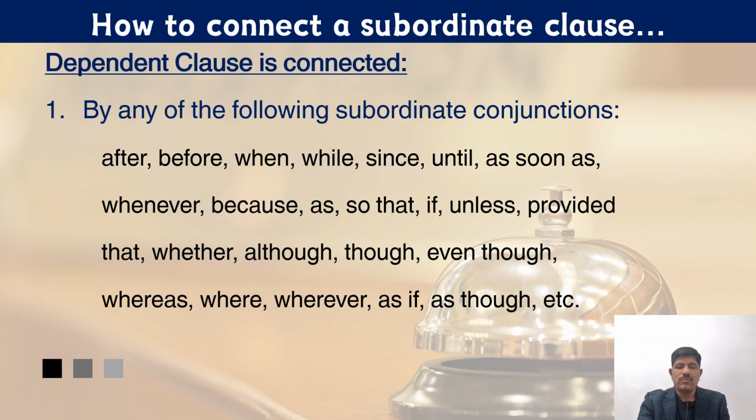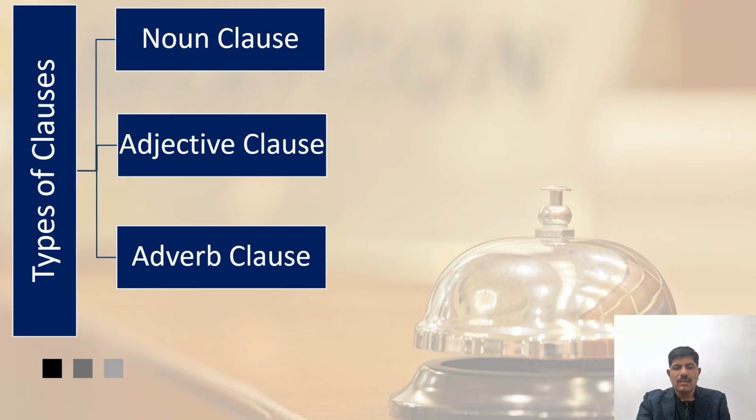Before going into further understanding, let's know how to connect a subordinate clause with a main clause. This is the list of subordinate conjunctions that connect a subordinate clause or dependent clause with a main clause. So there are three subtypes of dependent clauses. Keep in mind that these types are only of subordinate clauses, not the main clauses.